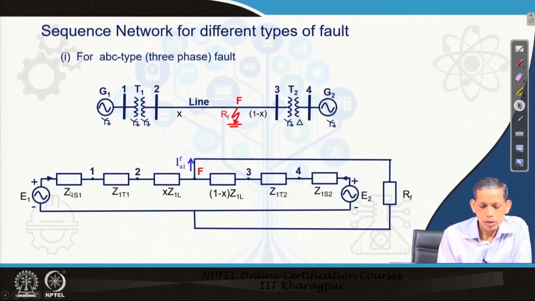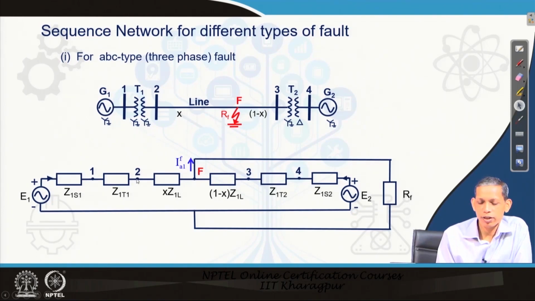is the voltage source with its corresponding positive sequence impedance, transformer impedance, and line impedance up to the fault point from the left hand side, x into Z1L. From the right hand side, bus 3, (1 minus x) Z1L, the second transformer Z1T2 and the second source Z1S2 with its voltage E2. So, for this case the corresponding diagram becomes this.